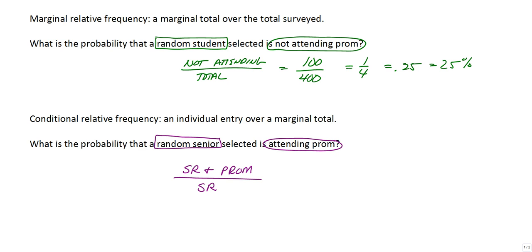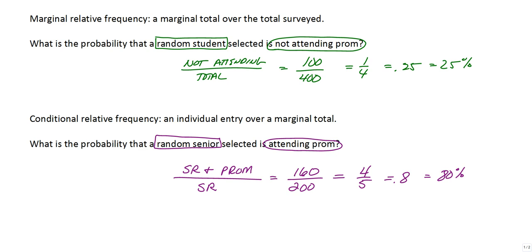And then we're going to find out if he or she is attending prom or not. So what's the probability? That would just be seniors and attending prom, which is 160 over just the total number of seniors in that row, and that was 200. Okay, so that would be 4/5, which would be 0.8 or 80%. So 80% of seniors are going.